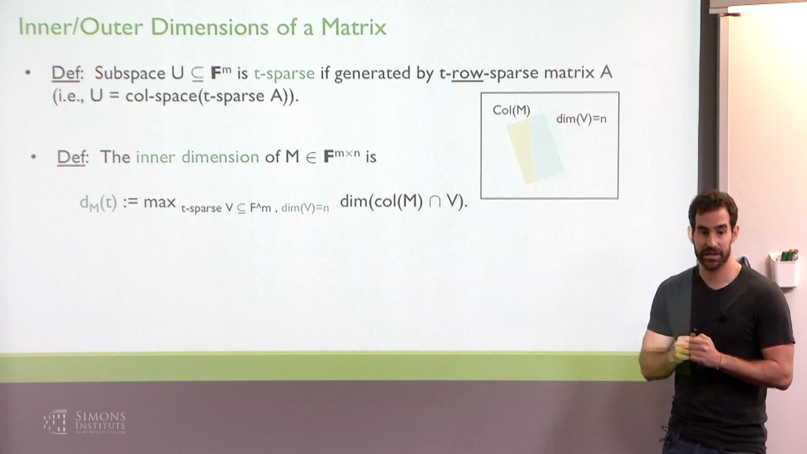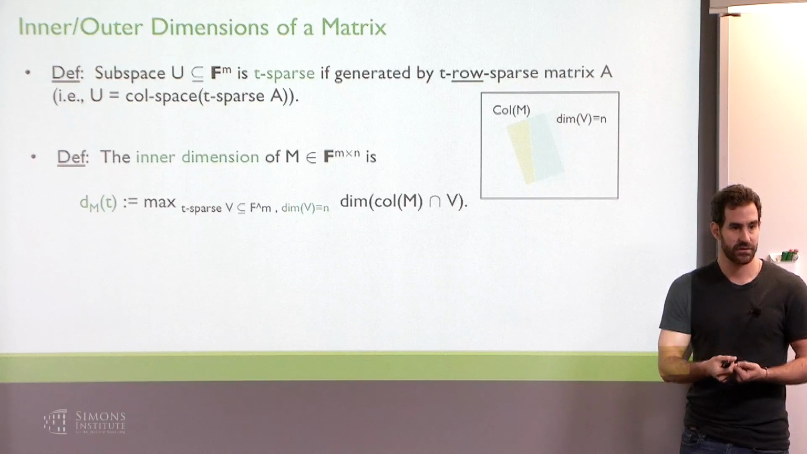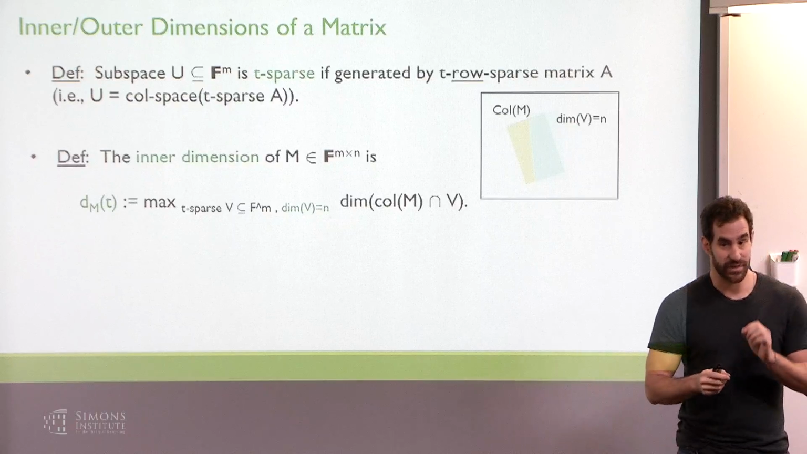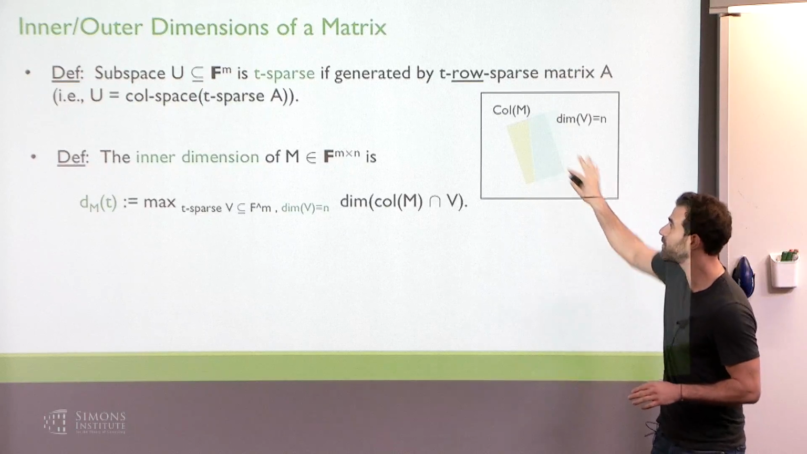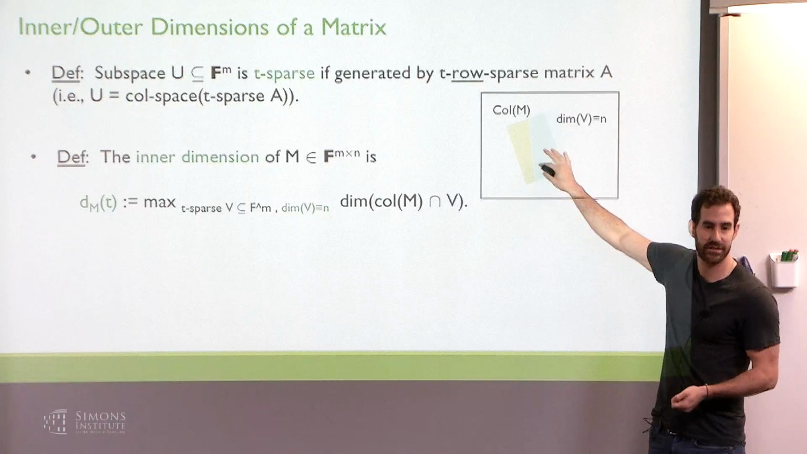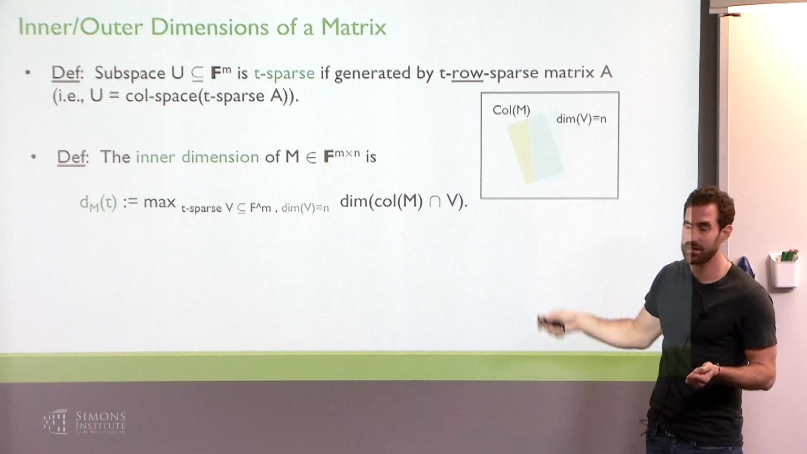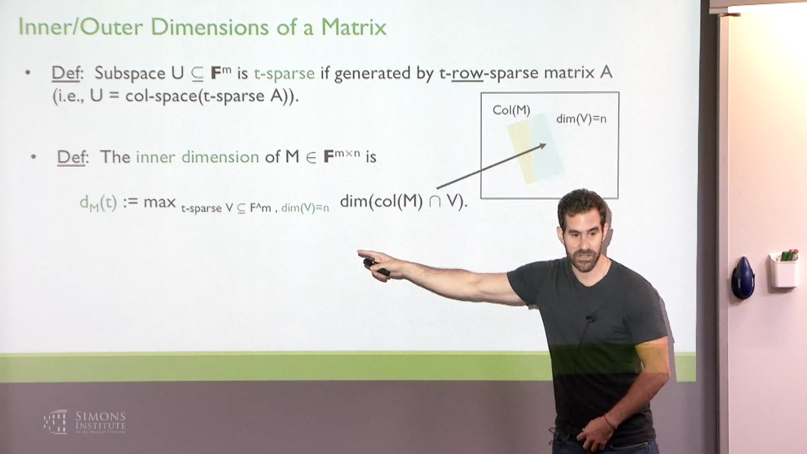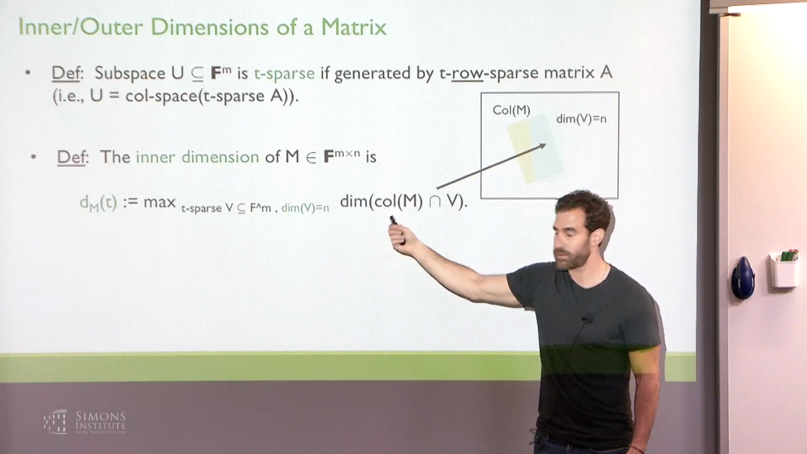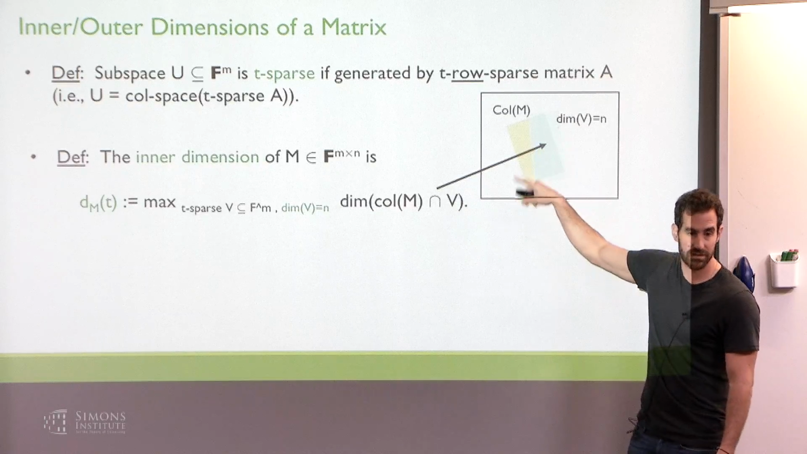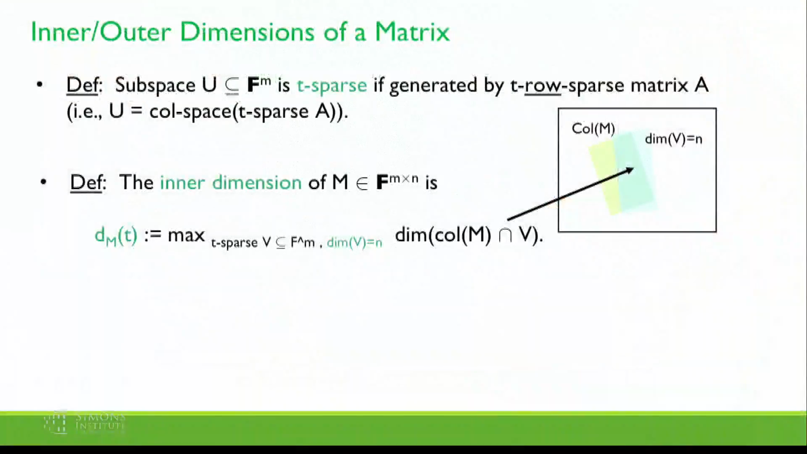And the game is the following. I give you a budget of n dimensions, but you have to generate it with a sparse matrix, and your goal is to cover as much as you can, to intersect the original subspace as much as you can. And the inner dimension with sparsity parameter t is just the largest dimension of such intersection. Questions?